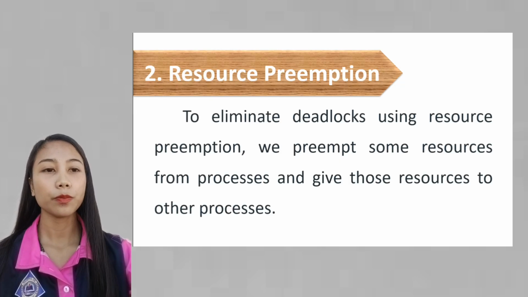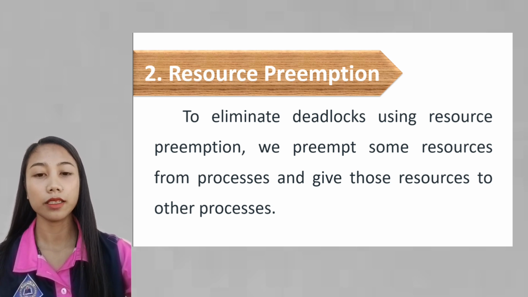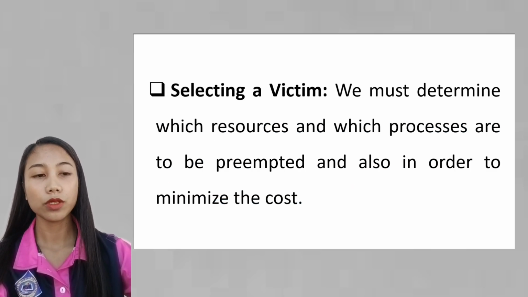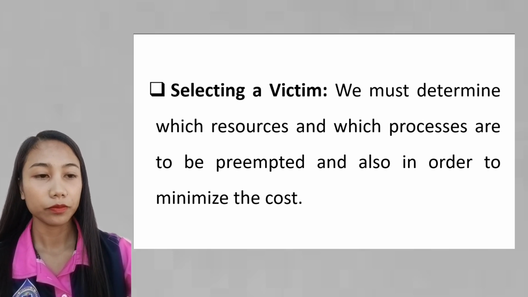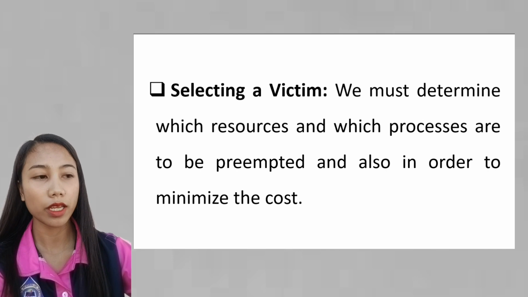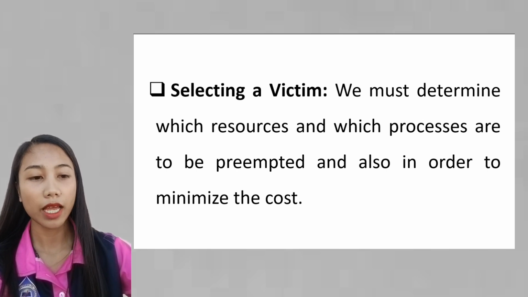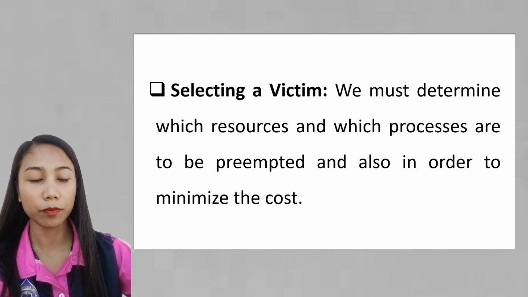Number 2. Resource preemption. To eliminate deadlocks using resource preemption, we preempt some resources from processes and give those resources to other processes. This method includes two steps. Number 1. Selecting a victim. We must determine which resources and which processes are to be preempted in order to minimize the cost. Here we decide which process or resource should be preempted, and the goal is to minimize the cost of preempting.